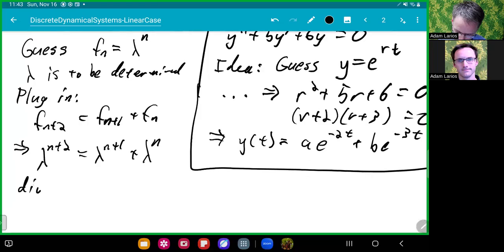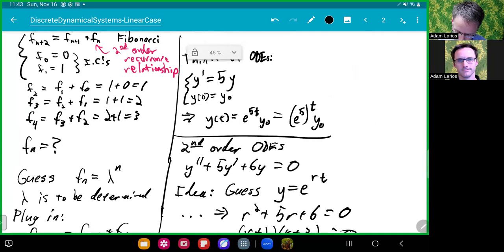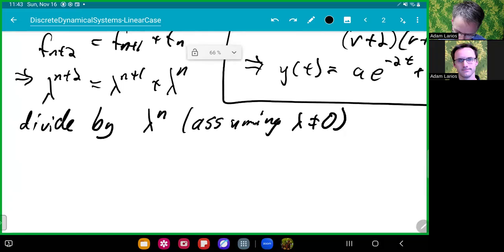Okay, let's divide by, notice that there's a common factor of lambda to n, and this is assuming lambda is not 0. If lambda is equal to 0, well, maybe this gives us some type of solution to the recurrence relation. For instance, if lambda was always 0, we could have 0 is equal to 0 plus 0, but that's not very interesting, and also would not match at least one of our initial conditions. So for now, we're just trying to find a solution, so let's assume lambda is not equal to 0. And what do we get? We get lambda squared is equal to lambda plus 1.